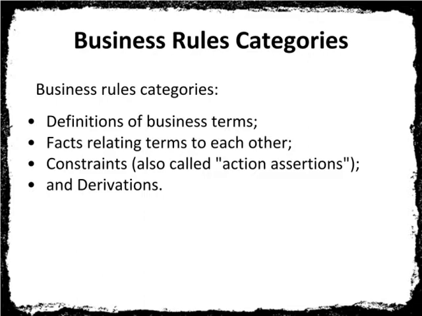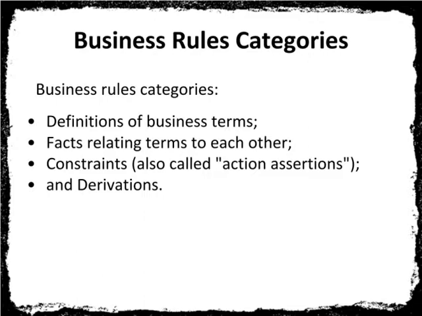Facts relating terms to each other are another category. The nature of or operating structure of an organization can be described in terms of the facts that relate terms to each other. To say that a customer can place an order is a business rule and a fact. Facts can be documented as natural language sentences or as relationships, attributes, and generalization structures in a graphical model.